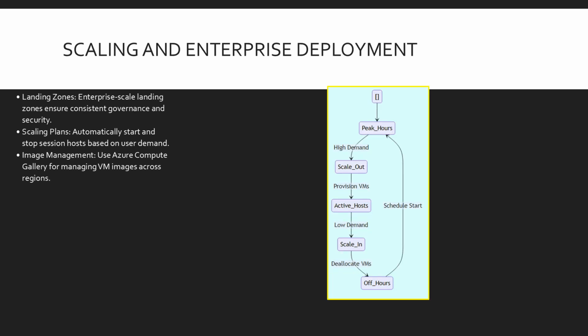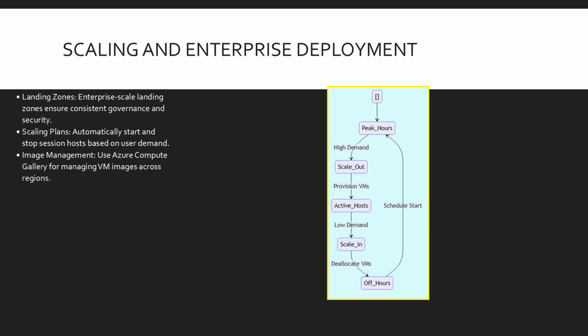For enterprise deployments, AVD should be deployed within an Azure landing zone. This ensures that all your networking, identity, and governance policies are applied consistently across your environment. To manage costs, AVD uses scaling plans. These plans define schedules to start VMs when users log on and stop them during off hours. Additionally, for large-scale deployments, you should use the Azure Compute Gallery to manage and replicate your VM images, VM image definitions, across different regions, ensuring consistency for all your host pools.